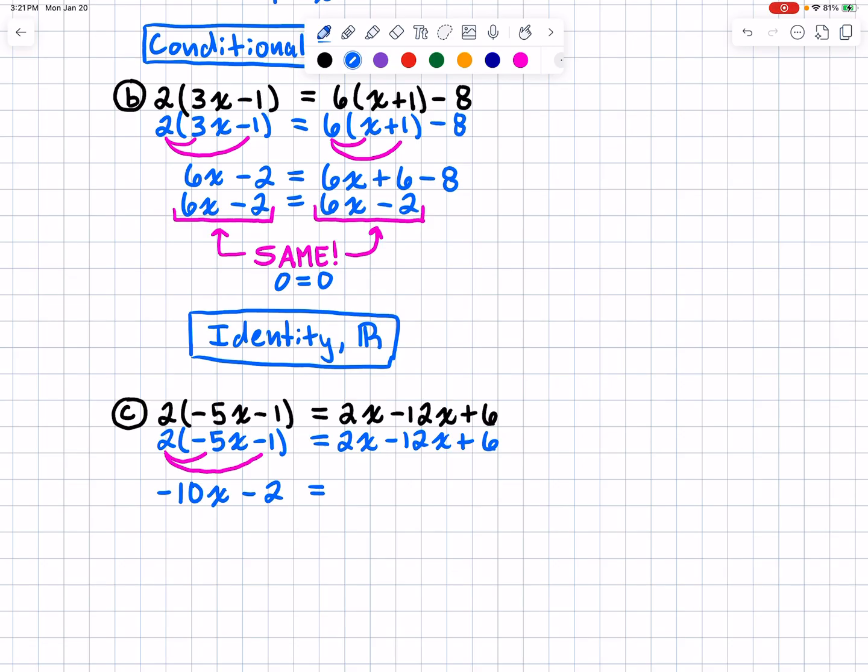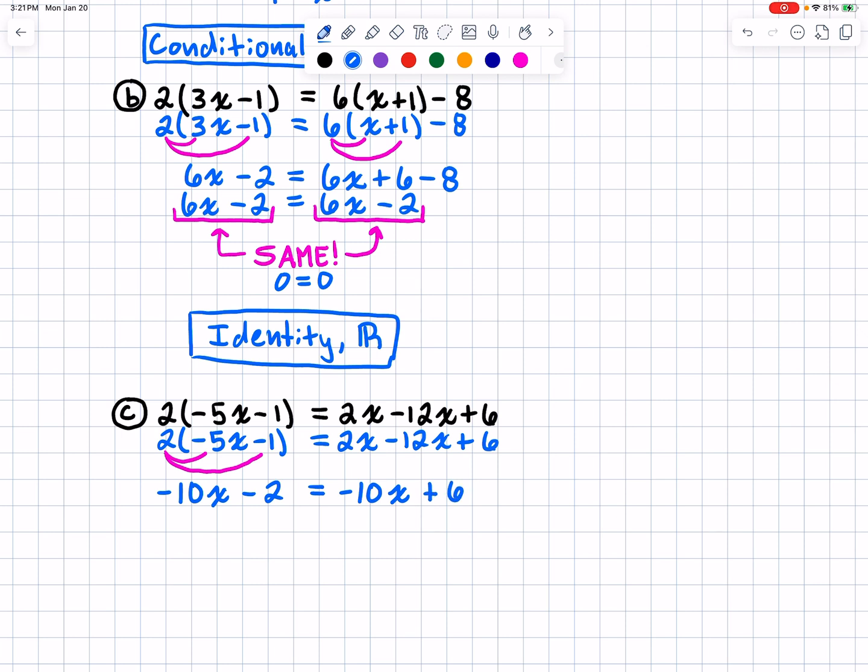Now we're going to combine like terms. On the right-hand side, we have both 2x and negative 12x. So 2 plus a negative 12 is negative 10. So 2x combined with negative 12x gives us negative 10x. And negative 10x plus 6.